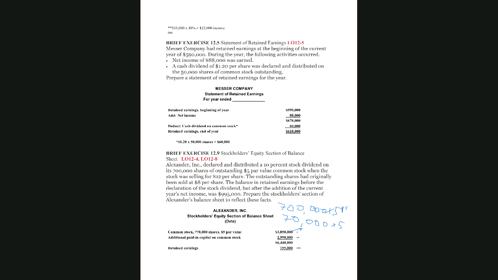Okay, so the $3,500,000 from the original stock sale. Then when I have a stock dividend of 70,000 shares, that additional $350,000 for the par value gets credited to the common stock account. And then any excess above that $5 par, that's the amount that's going to be credited to the additional paid-in capital. Okay? Does that make sense now, guys?